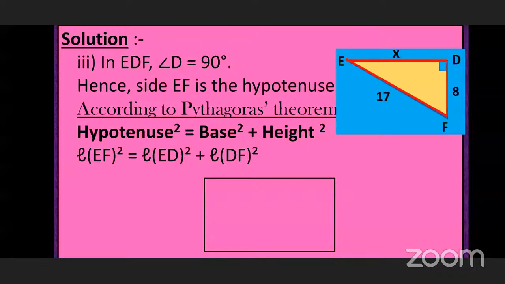And now it is the time to substitute the numbers. Okay. Here the numbers are substituted. The value of EF is 17, ED is x, and DF is 8. So the square of 17, that means 17 times 17, is 289. And 8 eights are 64. Okay. Now again, the variable along with the variable coefficient is there.